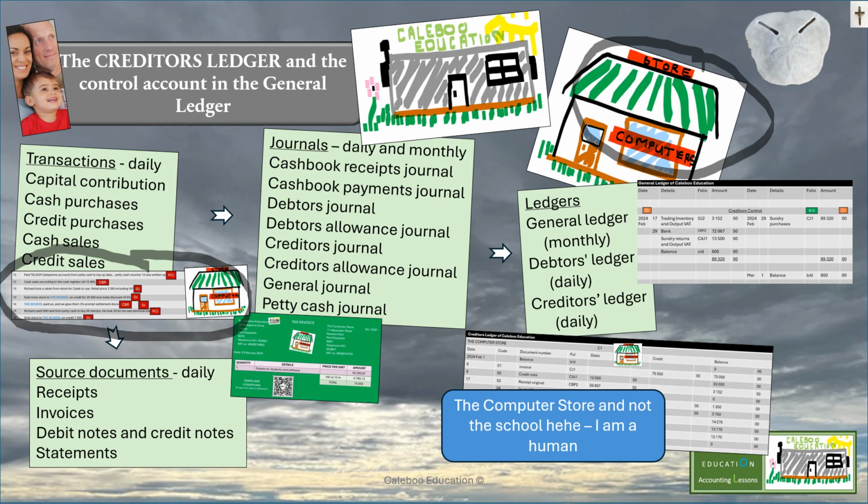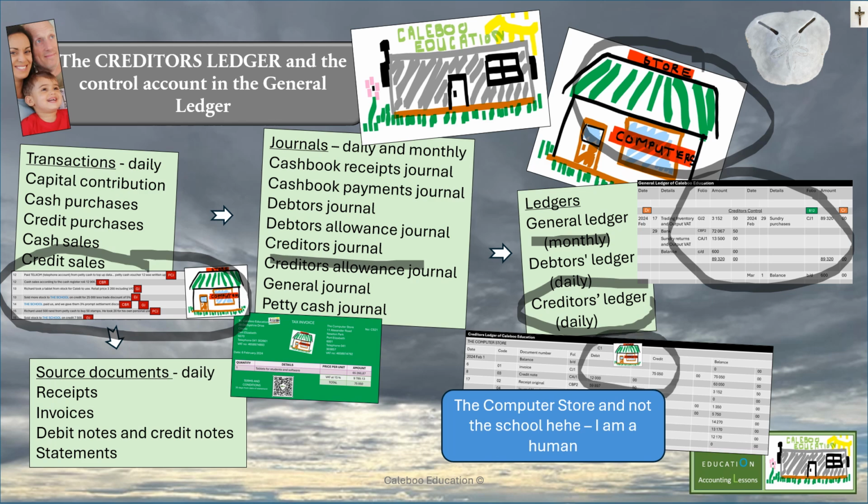Once again, we're going to record those transactions. I'll show you the entries in the journals, and then I'm going to do the creditor's control account in the general ledger, which is done on a monthly basis. Then we're going to look at the account of the school in the books of Calibu Education, and we're going to look then in the creditor's ledger, and we're going to do the account of the school.